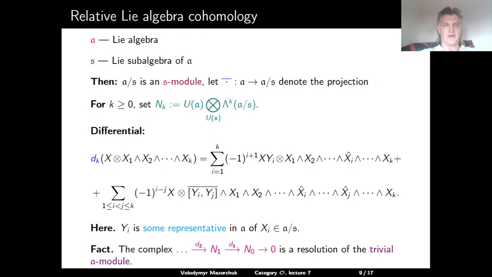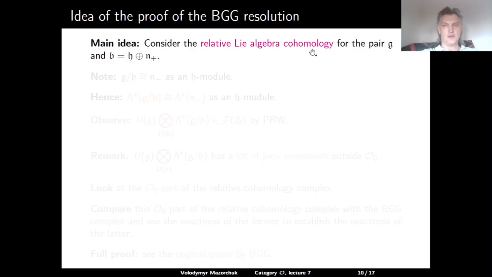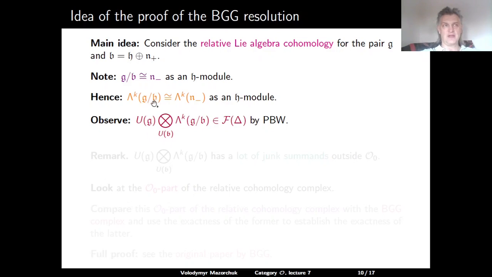And the standard fact from the Lie algebra cohomology is that this complex is a resolution of the trivial A-module. So now we can use the idea of this relative cohomology to prove or to explain exactness of the BGG resolution. So we consider the relative Lie algebra cohomology for the pair g and the Borel subalgebra b. Note that the quotient g over b is isomorphic to n minus as an h-module. In particular, the k-th exterior power of g modulo b is isomorphic to the k-th exterior power of n minus as an h-module.